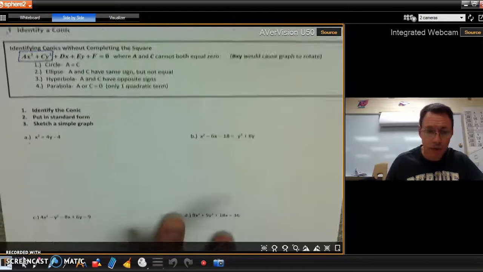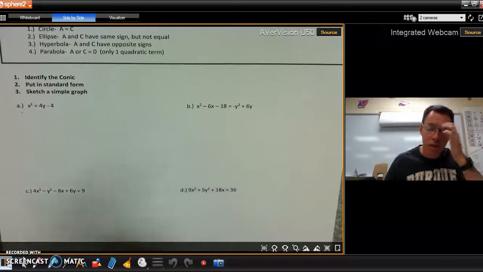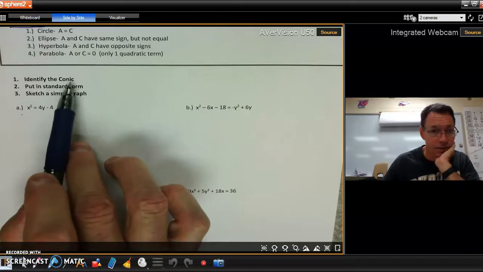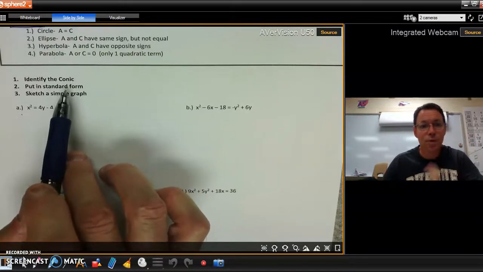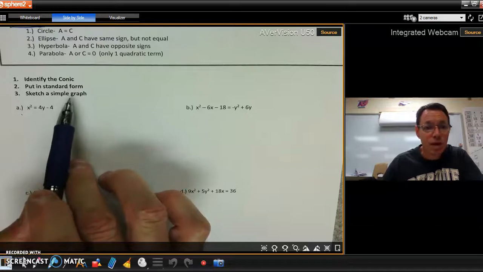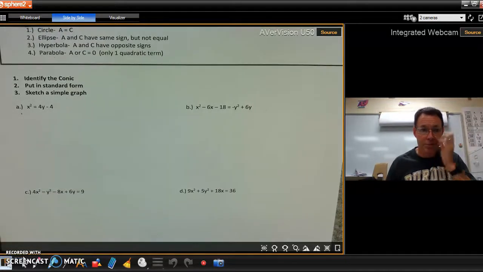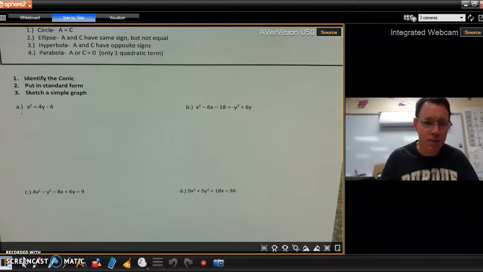Okay? So if you look at the examples down here, I want you to identify the conic. First off, once you know what it is, put it in standard form. Then we're going to sketch just a simple graph. So if it's a parabola, we're just going to draw the parabola. We're not going to worry about the directrix and writing down the focal point or anything. We're just going to graph it. Just a quick little practice, a reminder of graphing.